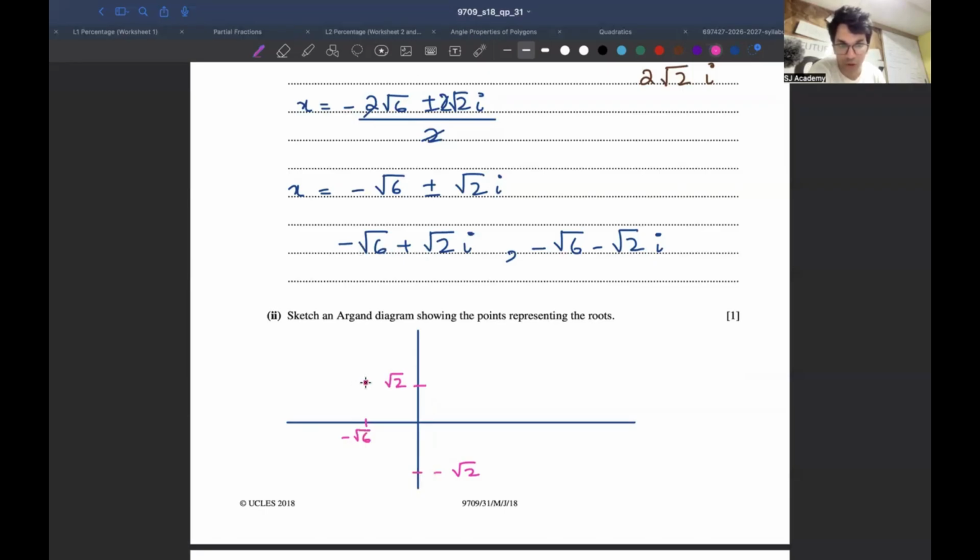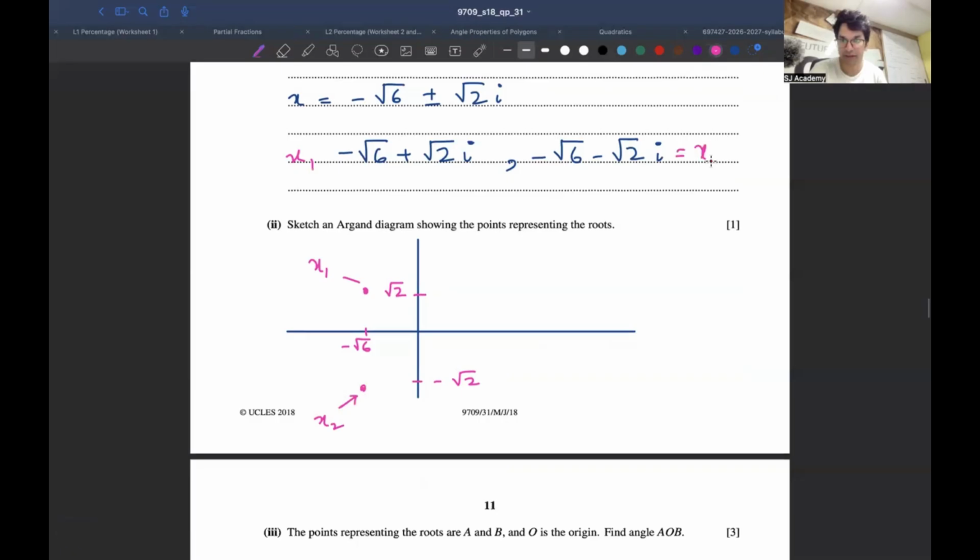So one of those points will be over here, and we can label it as x1. And the other point is minus root 6 minus root 2 iota. So we can label this point as x2.